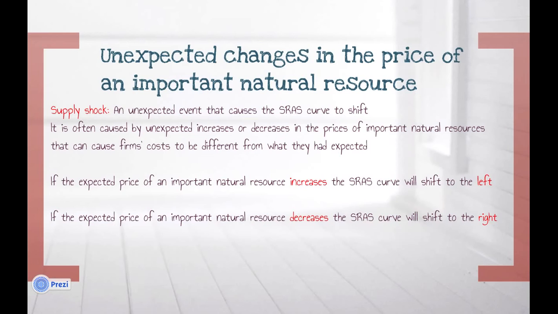If the expected price of an important natural resource increases, the cost of producing output rises, and the short-run aggregate supply curve would shift to the left. If the expected price of an important natural resource decreases, the cost of producing output decreases, and the short-run aggregate supply curve will shift to the right.